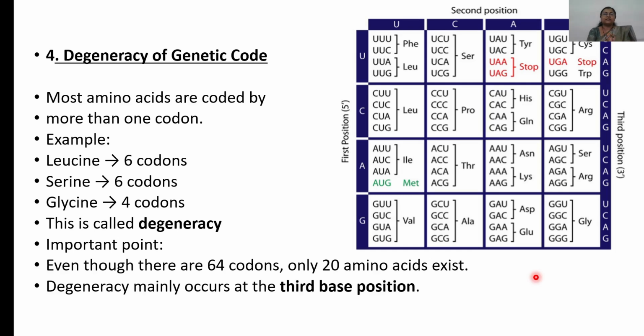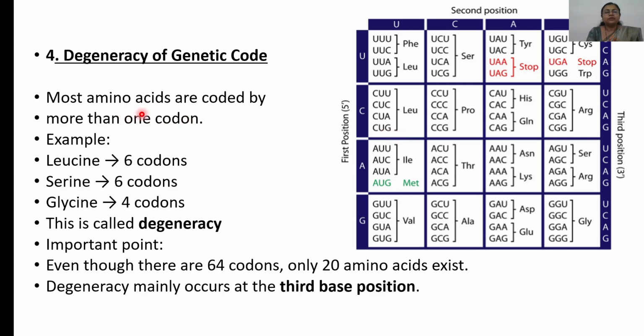Then the fourth property is the degeneracy of genetic code. See, most of the amino acids are coded by more than one codon. For example, leucine is coded by 6 codons. You can see here in this table UUA and UUG code for leucine, and again CUU, CUC, CUA, CUG are also codes for leucine. So there are a total of 6 codons.